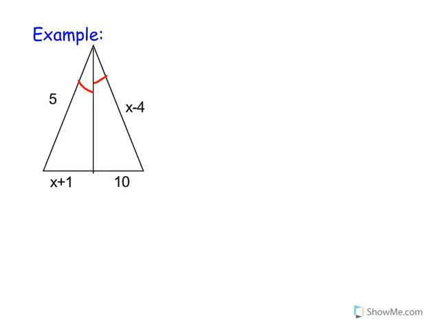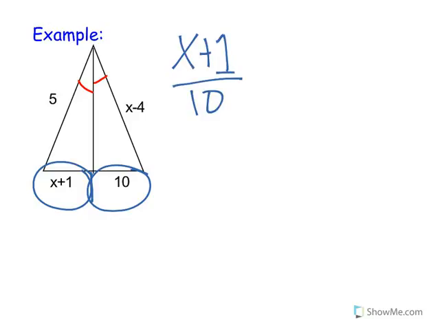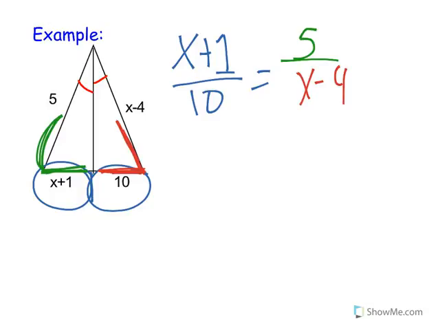So let's look at some numbers. Our angle bisector theorem tells us if you have an angle that's bisected, that splits that line segment that's doing the bisecting, it splits that side into two parts. And those two parts are going into the same fraction. And then x plus 1 touches the side that is 5, so that has to go across from it. And then 10 touches the side that is x minus 4. So that has to go across from it. Now you can cross multiply.